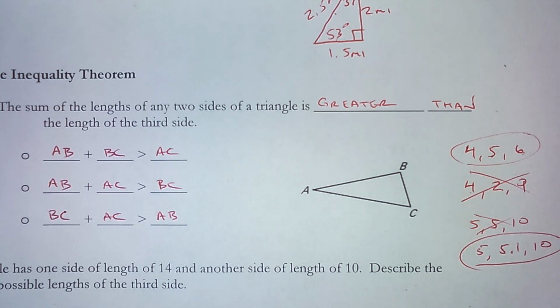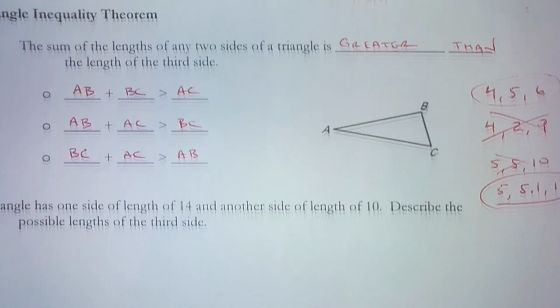So not just any three numbers in the world could be side lengths of a triangle. They have to be numbers such that no matter what two I add together, I get something greater than the third side.